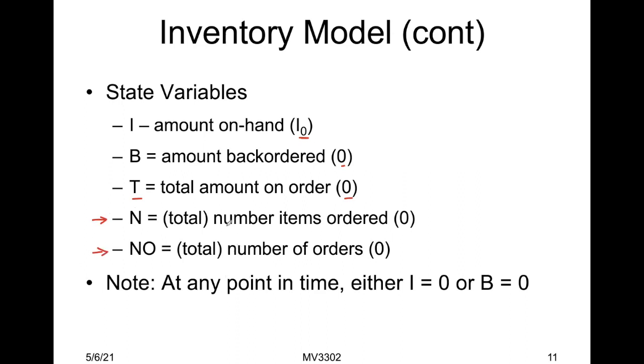Okay, why worry about this? Well, every time I place an order, it's going to cost me a certain amount. And the total number of items that I've ordered is going to cost me a certain amount as well. And the thing to recognize is that the relationship between the amount on hand and my back orders is that one of those is going to be 0. In other words, if I have items in stock, I'm not going to have any back order because I would have filled them. Or if I have items on back order, then I shouldn't have any in stock.